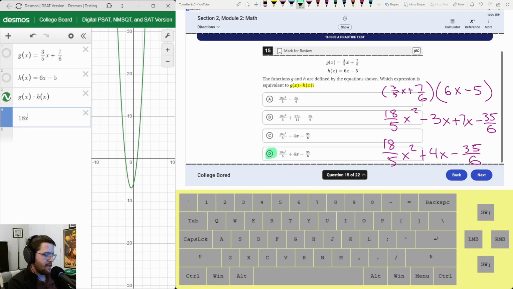So 18x squared over 5 plus 4x minus 35 over 6. And you see it says equivalent. Equivalent means they have infinitely many solutions. The answer choice D, the purple one, perfectly replaces the green one. So that means it has infinitely many solutions.